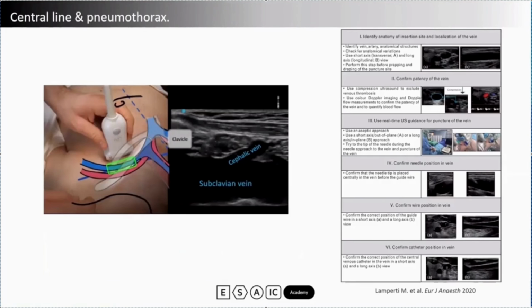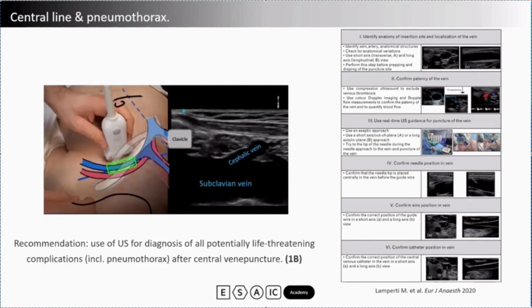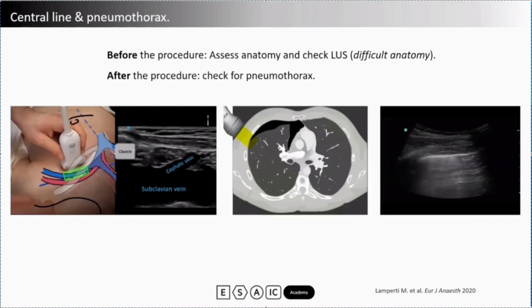Just two final slides. As anesthesiologists, we often introduce central lines, and it is published and recommended to use ultrasound for the insertion of this central line. But also you need to assess possible complications, and therefore you should try to use lung ultrasound even before and certainly after the insertion of the central line, and check for pneumothorax. It's easy and it avoids unnecessary x-rays for the patient.